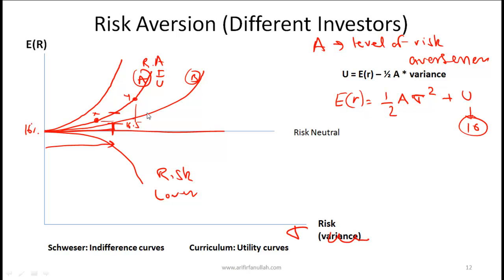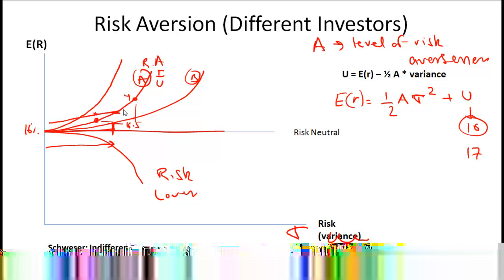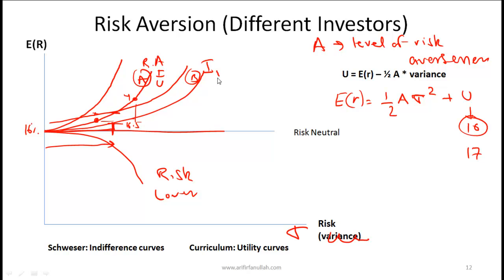Now with investor B, if U is now, instead of 16, we increase the level of happiness to 17, then we will simply plot another indifference curve which is above the first one. So let's say this is I1, the first indifference curve, we can call this I2. The indifference curves for a given investor will always be parallel, so they will never intersect, and the higher we go on these indifference curves, or as we move left and up, that means the investor is happier.